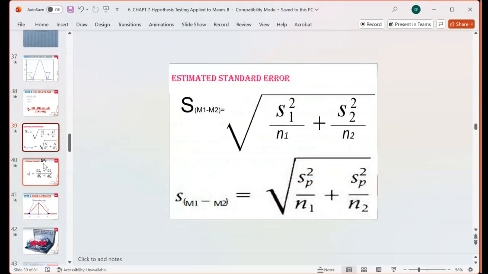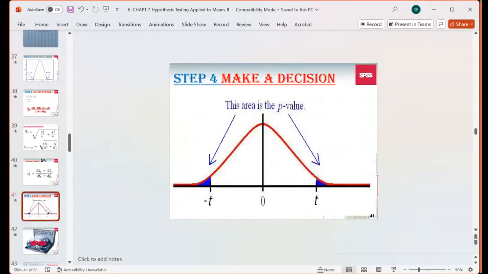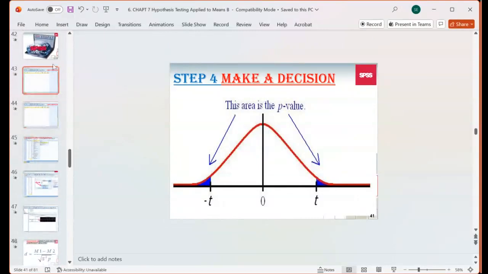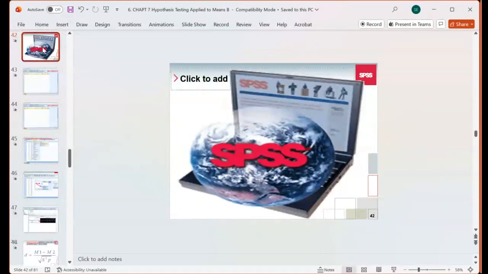This is all the formula we talked about. Again, they're all in one slide. That's step 4. Same thing we talked about. So again, in reality, we don't have enough participants to do the t-test.